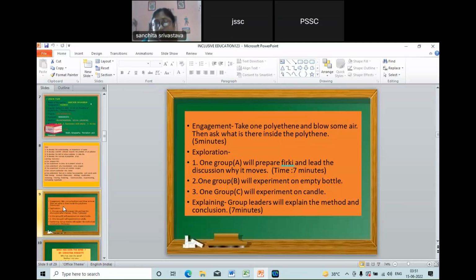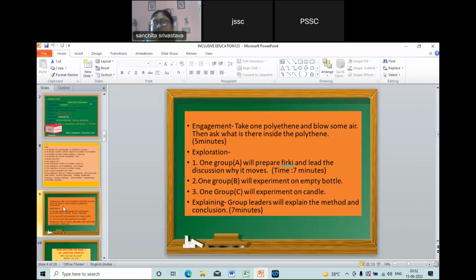For example, polythene packets, though banned, are easily available everywhere. So you can just take that packet, blow into it and make it into a balloon of sorts, and ask the children, see what is inside the polythene. For example, if you have somebody with ASD, autism spectrum disorder, those children are very difficult to handle. They will never open their mouth. Yes or no also they will not say. But even if they are not interested, they will at least give a look to you. So 5 minutes you can engage the class.